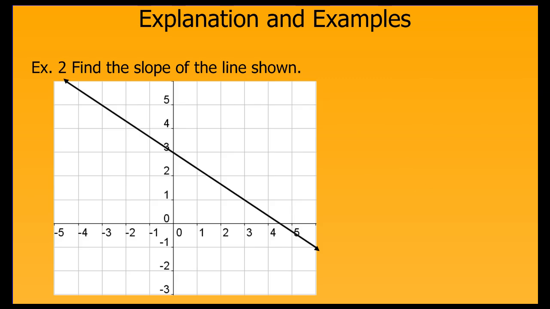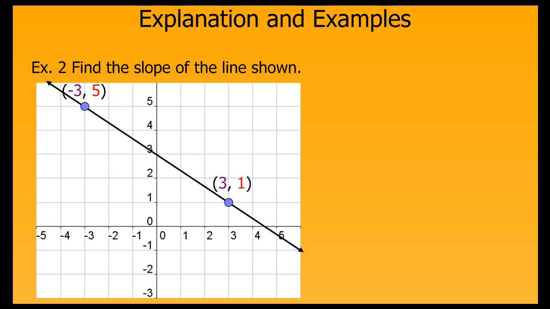Let's go through the process again for this line. We pick 2 points that are easy to work with. In this case, I picked (-3, 5) and (3, 1). But again, keep in mind you can pick any 2 points.